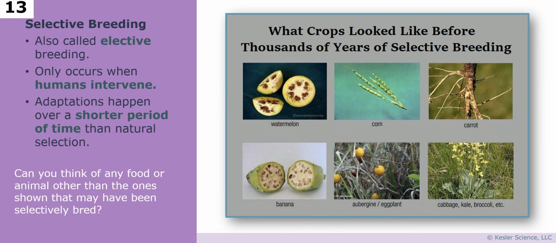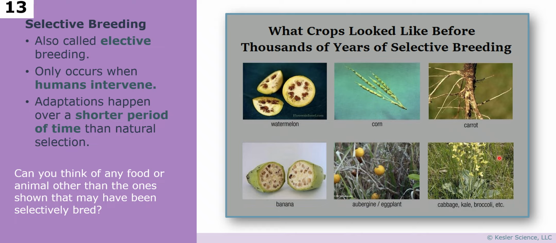Selective breeding is also known as elective breeding or artificial selection, and it's not just with animals, but anytime that humans intervene, we're going to see adaptations that happen over a shorter period of time than natural selection. So if you look at this image here, these are what crops looked like thousands of years before the humans started selectively breeding them. So this is an ancient watermelon. I don't know about you, but I would not want to tangle with that if I was trying to get something to eat. This is ancient corn right here. This is an ancient carrot.